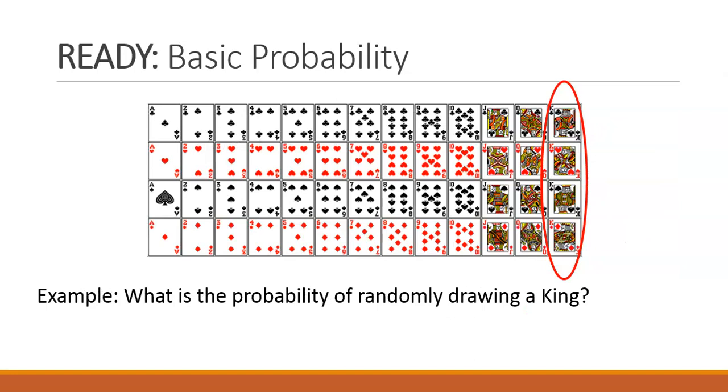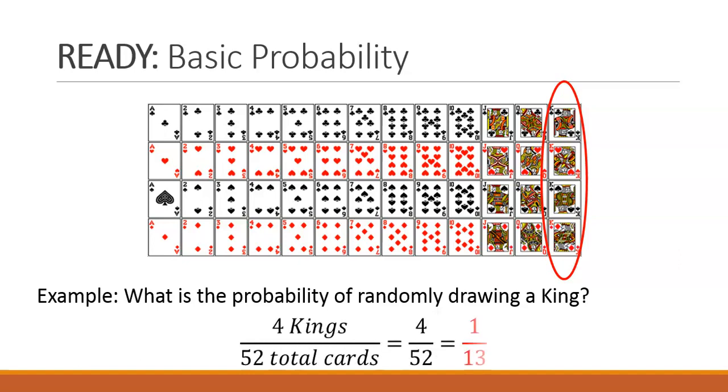If we're asked to find the probability of randomly drawing a king in a deck of cards, we have to first figure out how many kings there are. In a deck of cards, there are 4 kings, and there are a total of 52 cards. Therefore, the probability would be 4 out of 52, or, in simplest form, 1 out of 13.